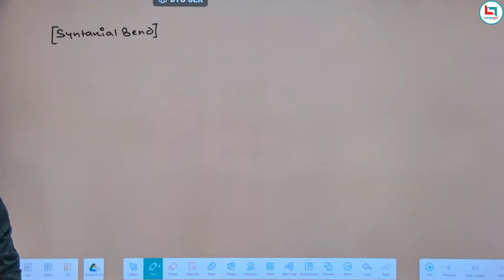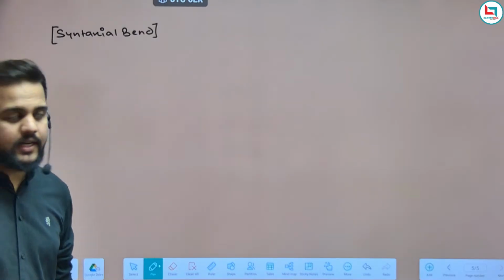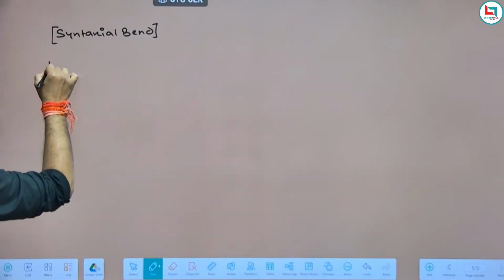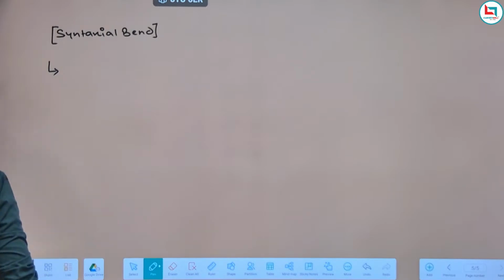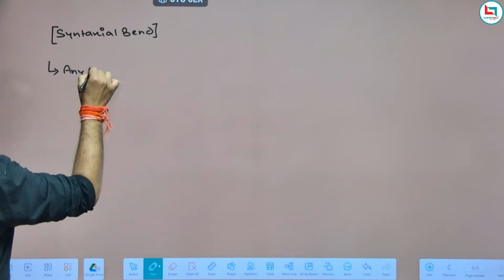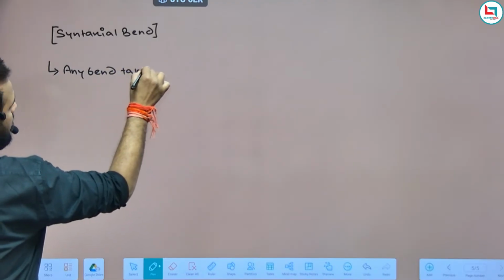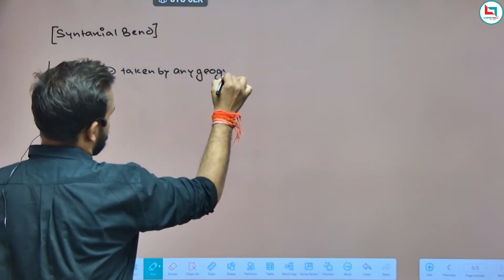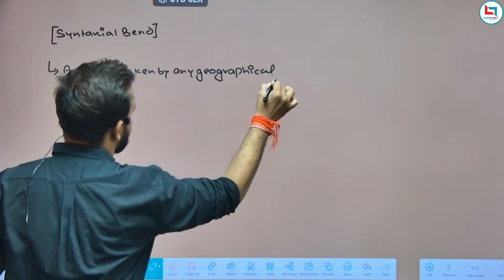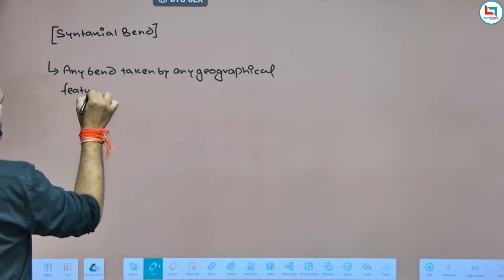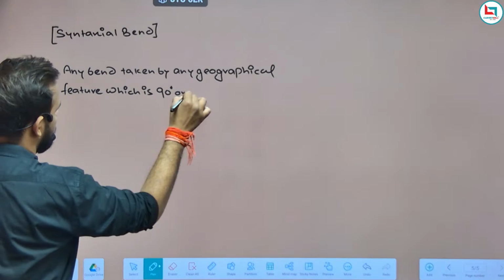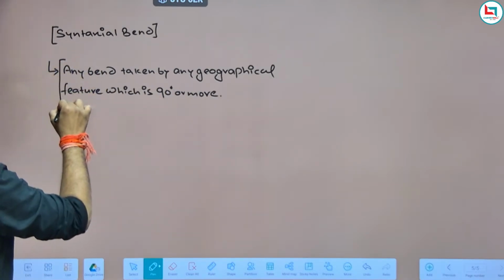For example, when we talk about any bend taken by any geographical feature which is 90 degrees or more. Write down: any bend taken by any geographical feature which is 90 degrees or more is known as a syntaxial bend.